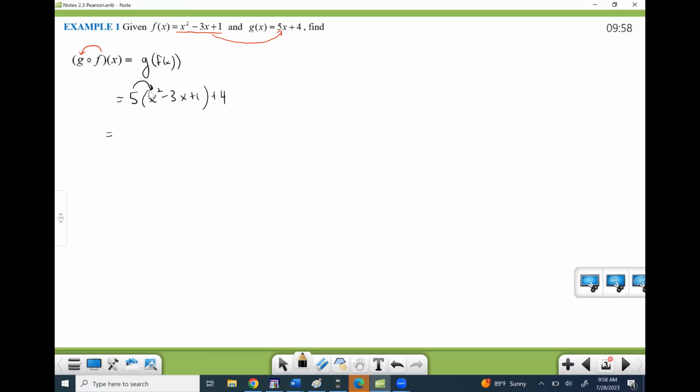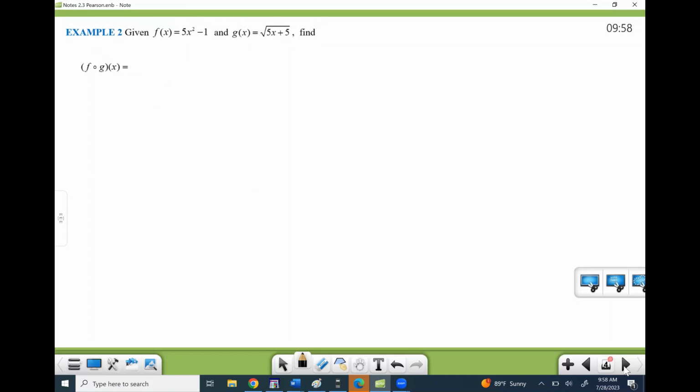All right, so we'll go ahead and distribute. Wow, this one's a lot easier than the last one, huh? Give me this on a test. Okay, 5 plus 4 is 9. There it is. So the function on the right gets substituted into the function on the left.